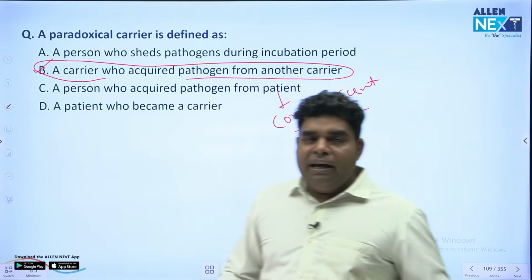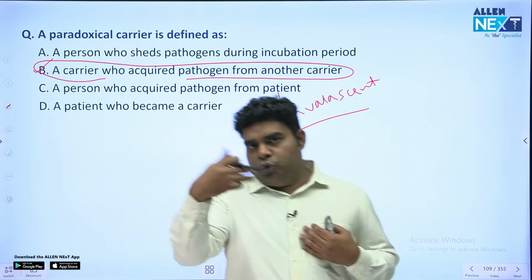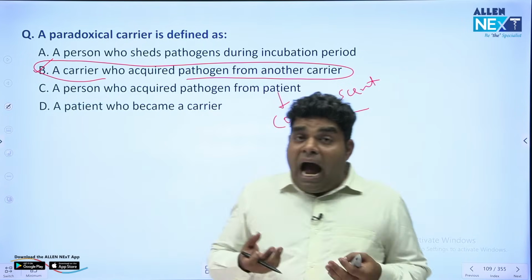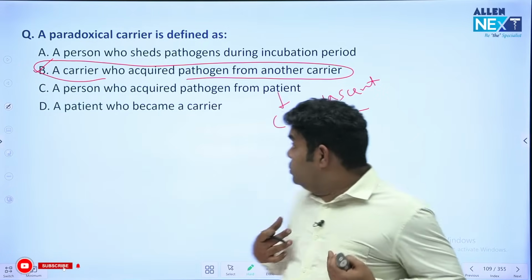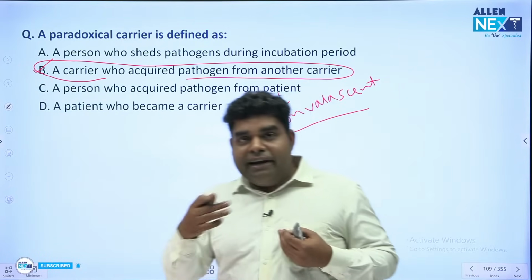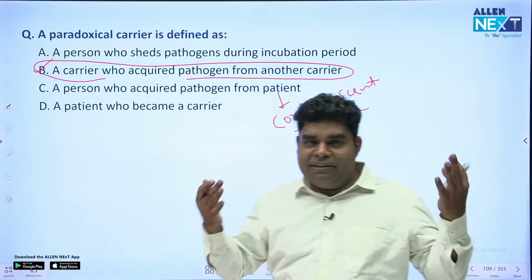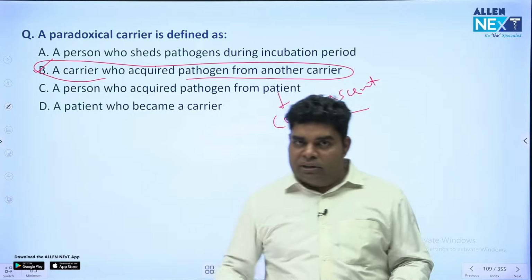Convalescent carrier means I am a patient, I infect you, so you become a carrier, convalescent. But I am a patient, but there is no symptom, so I am also a carrier and I transmitted infection to you. That is paradox, unexpected. So it is paradoxical carrier, option B.